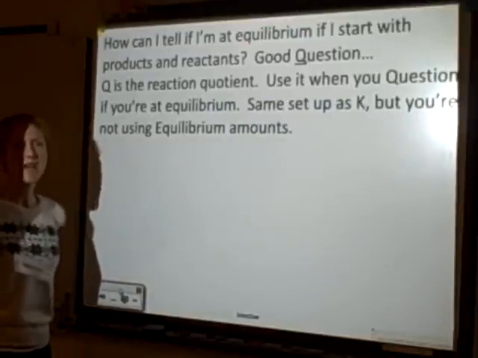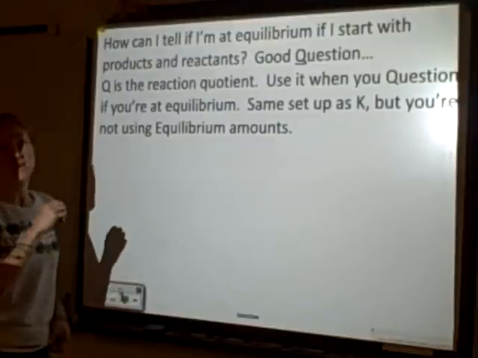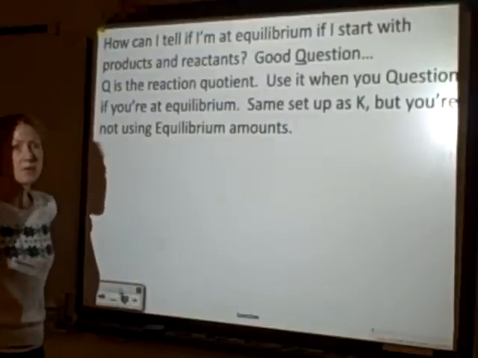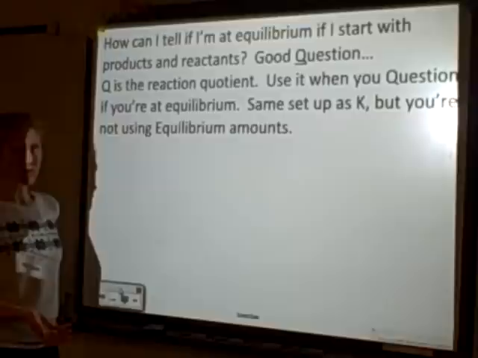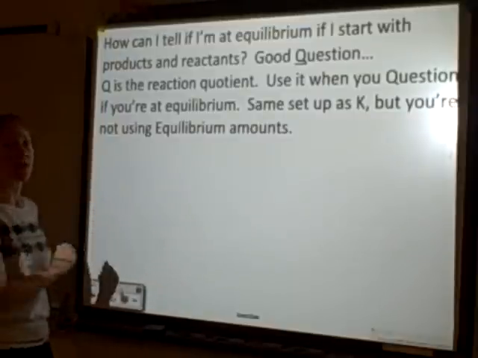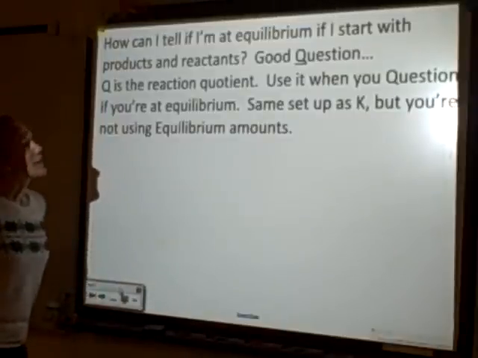If you start with reactants and only reactants, then some of your reactants have to turn to products to get to equilibrium, and vice versa. If you only start with products, some of your products have to turn into reactants to get to equilibrium. But what if you start with both?